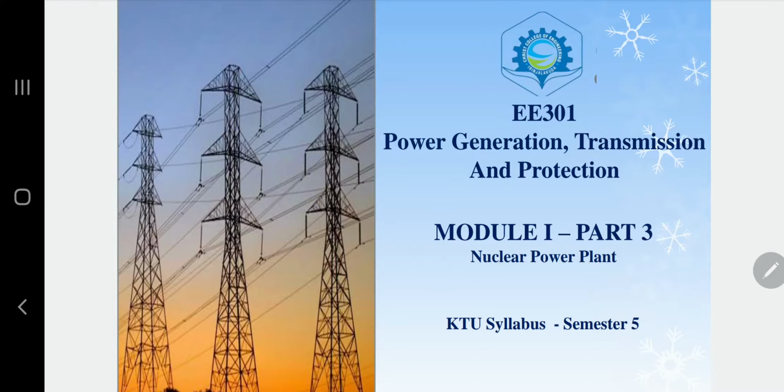Hi friends, so today we are moving into part 3 of module 1 of Power Generation, Transmission and Protection, a subject under the KTU syllabus, 5th semester, for electrical and electronics engineering students. And in this part we are going to discuss what is meant by a nuclear power plant, the working of a nuclear power plant, its schematic diagram, advantages and disadvantages.